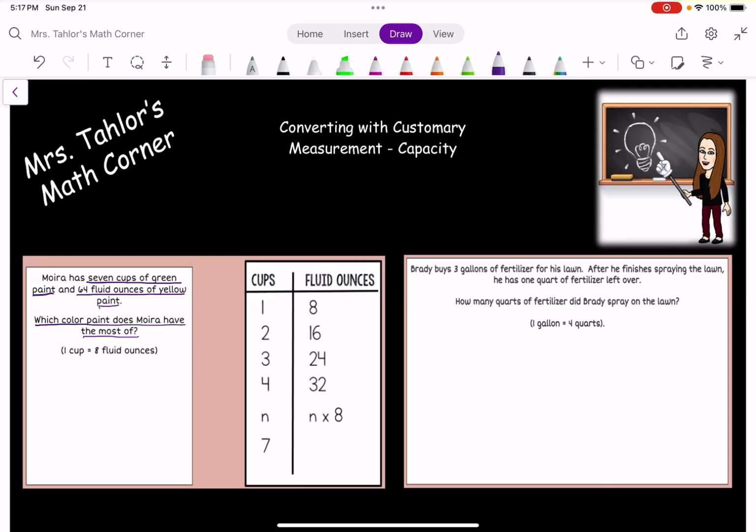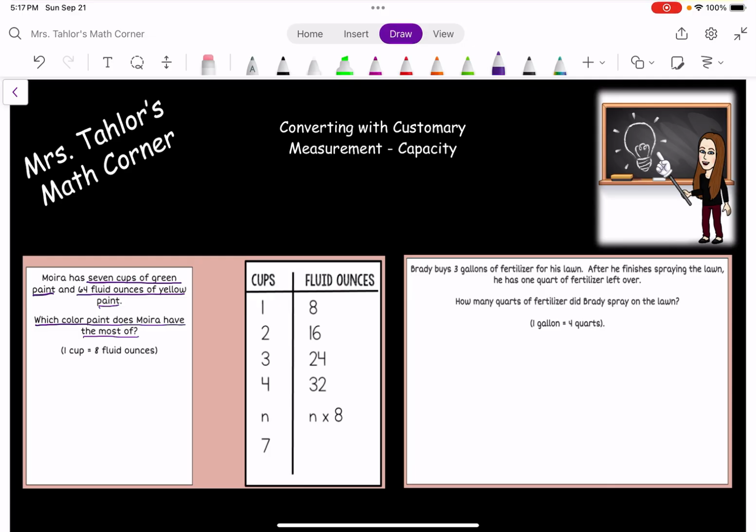It doesn't tell us what measurement we have to use to determine how much paint Moira has the most of. So we can use the key right underneath that says 1 cup equals 8 fluid ounces. And we can create a T-chart, which I've done to the right. I have cups on the left and fluid ounces on the right. 1 cup equals 8 fluid ounces.